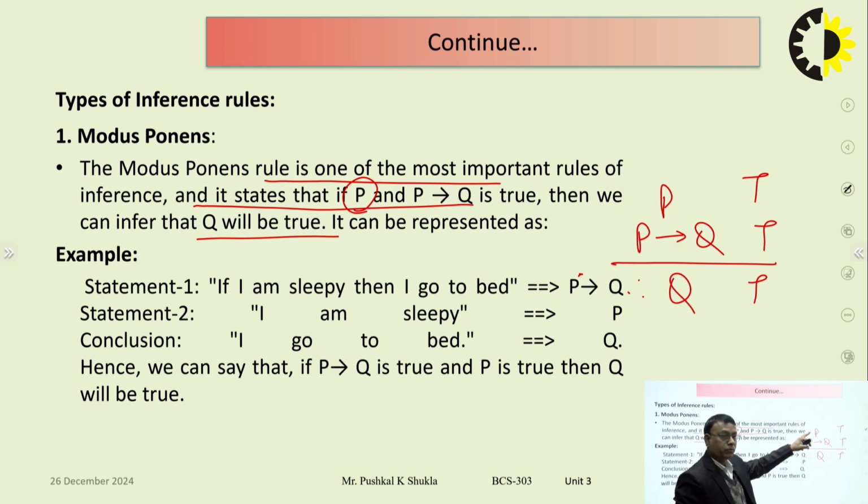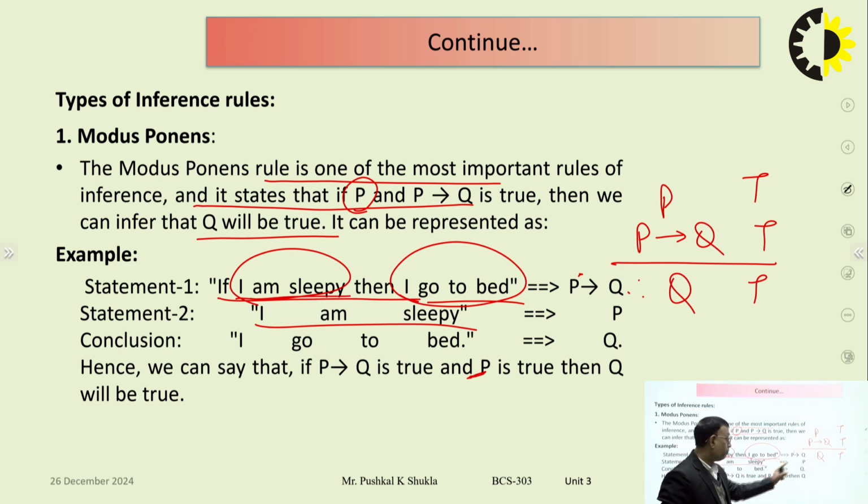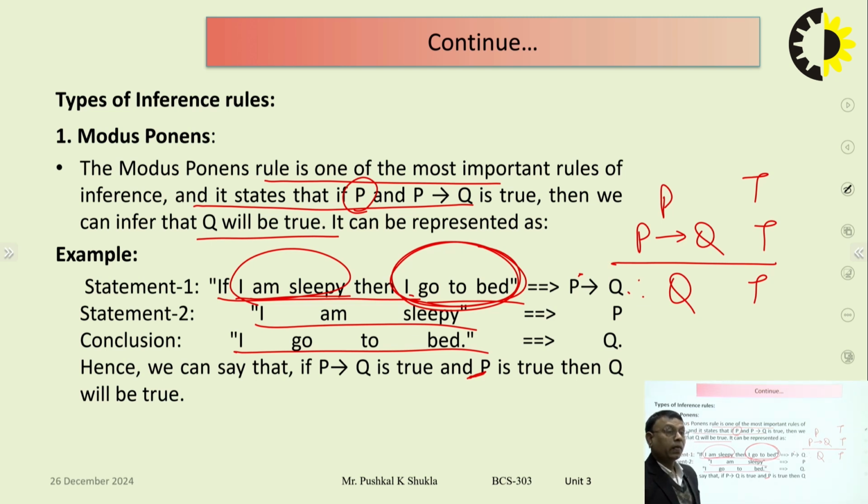So, based on these two propositions P and P imply Q, we infer a new proposition, that is Q is also true. For example, if I am sleepy then I go to bed, this is P imply Q. I am sleepy is proposition P and I go to bed is proposition Q. So, P imply Q is if I am sleepy then I go to bed, and statement 2 is I am sleepy, this is proposition P. So, both are true, P imply Q is true and P is true. So, what we will infer from these two propositions? I go to bed, that is Q is also true. This is proposition Q. So, I infer I go to bed. Hence, we can say that P imply Q is true and P is true, then Q is also true. This is the modus ponens rule.